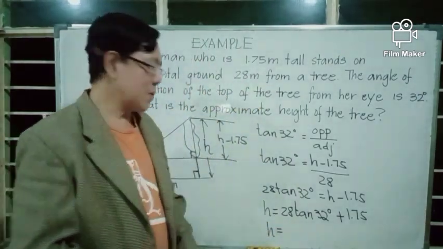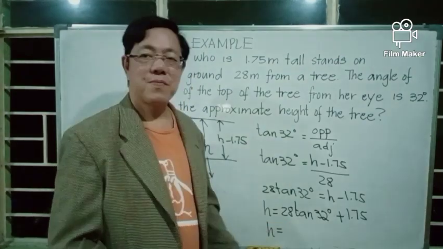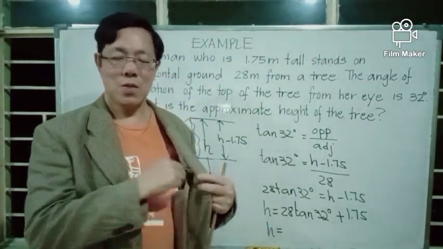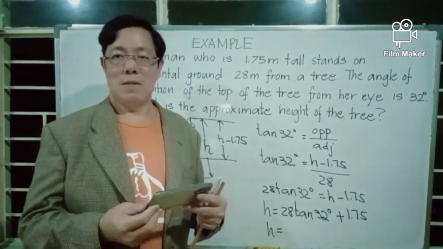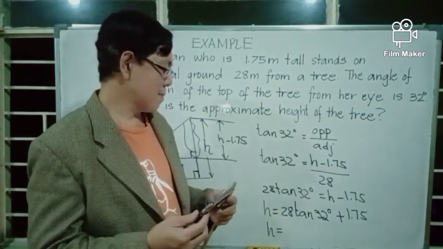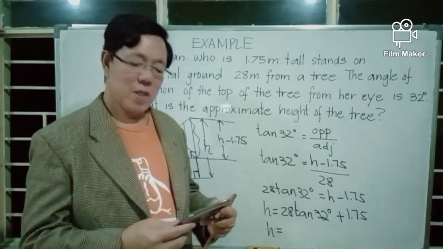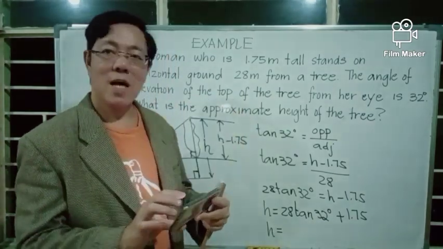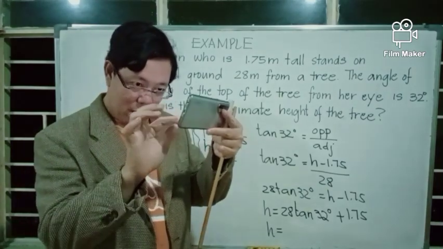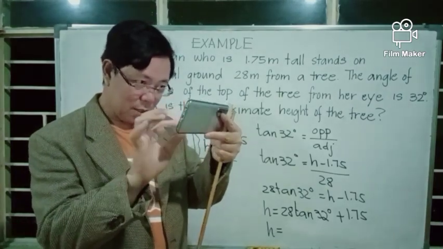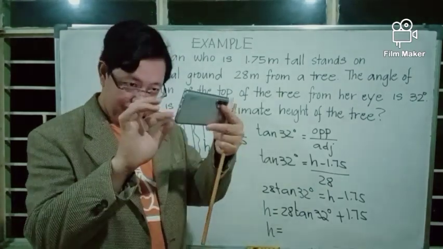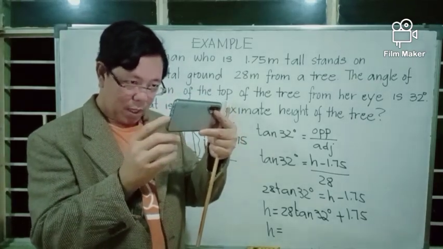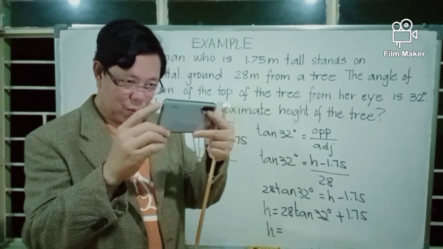And we compute this using your scientific calculator, and the mode should be in degree. Okay, we start with 28 multiplied by tangent of 32 degrees plus 1.75. And you should get 19.246.